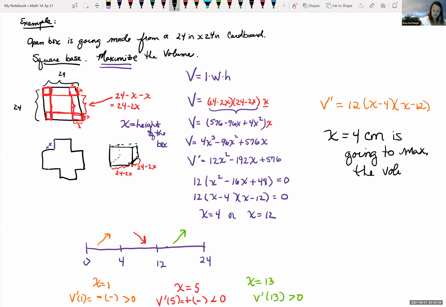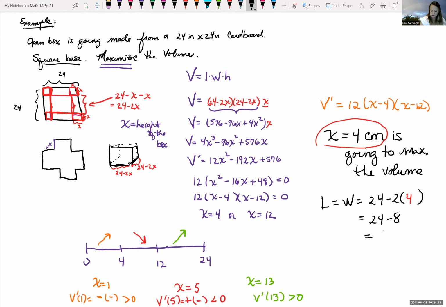It wants the dimensions, and so we can figure out what the base of the box is. So the base, or length and width, is equal to 24 minus 2 times x, but x in our case is 4. So we have 24 minus 8, which is equal to 16. So our length is equal to our width, which is equal to 16 centimeters. And our height we found was equal to 4 centimeters.